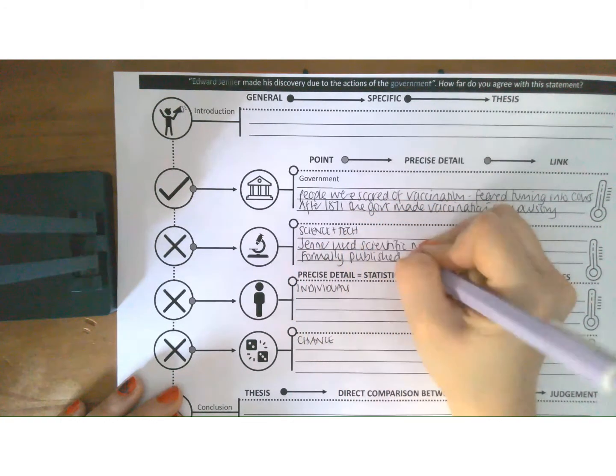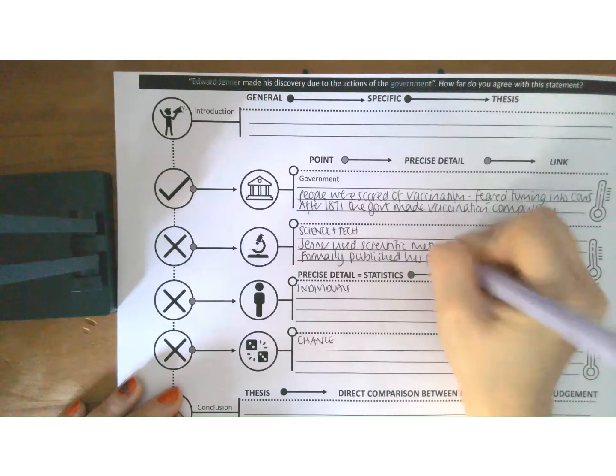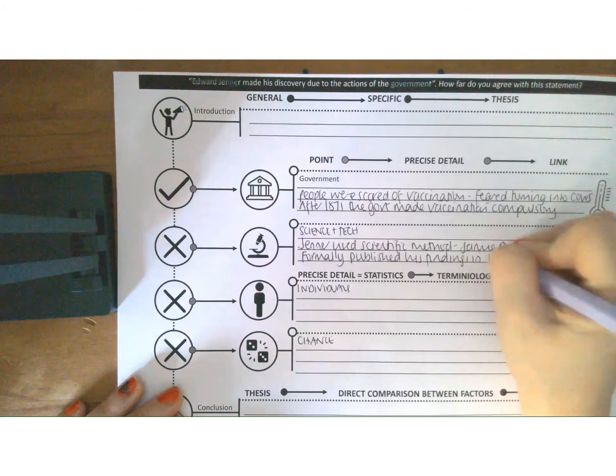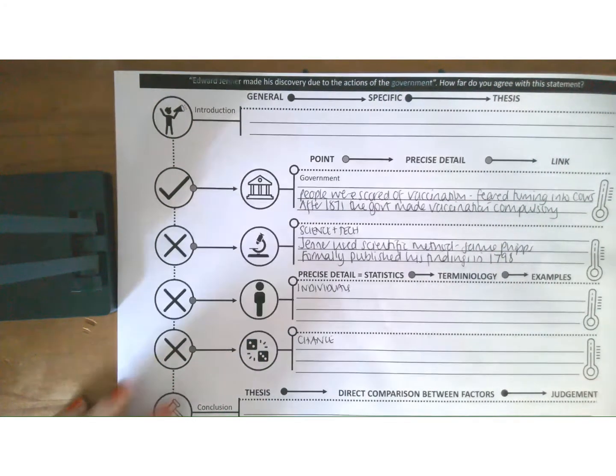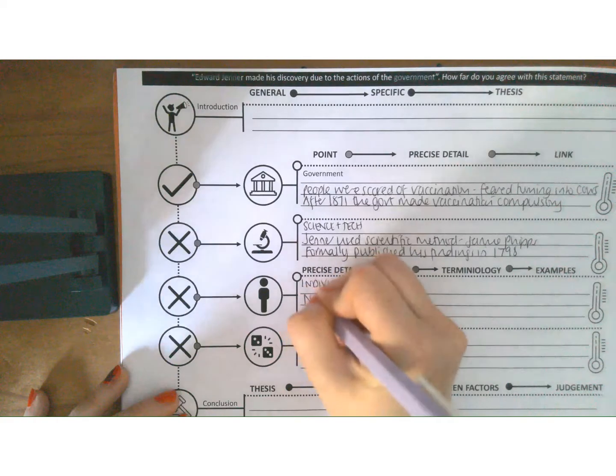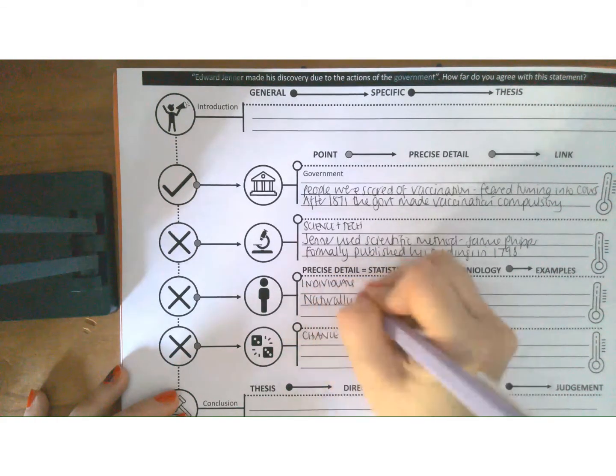And he formally published his findings in 1798. So we could talk about science and technology as an approach helping Jenner to make his discovery. Then we could talk about Jenner as an individual, that he is naturally curious in all sorts of things.